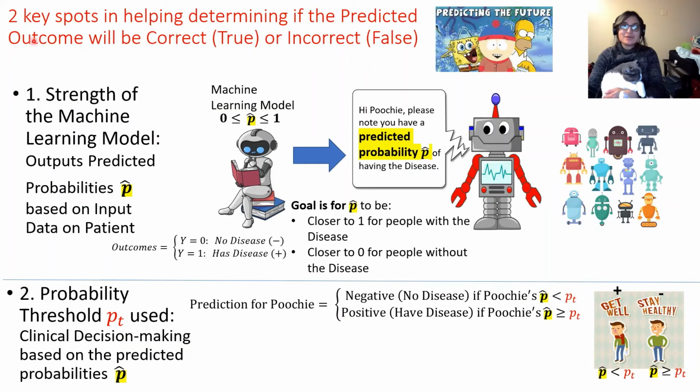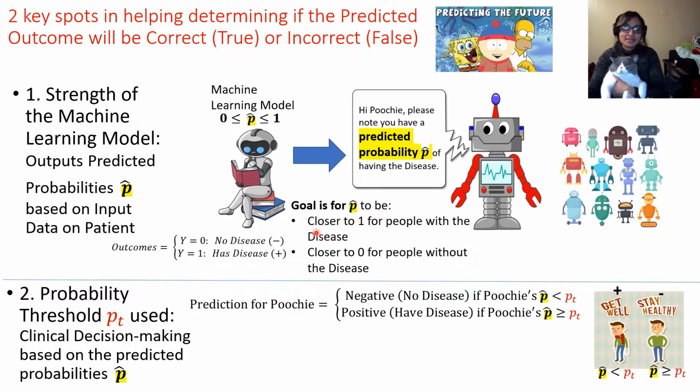So then we talk some more about the two key spots in helping determine if a predicted outcome is correct or incorrect. The first key spot is the strength of the machine learning model. Does it output correctly, given a set of data? Like, how accurate is it in terms of making predictions? It's studying really hard to take in patient data and to correctly predict as much as possible in the real world whether or not the patient has the disease or not.